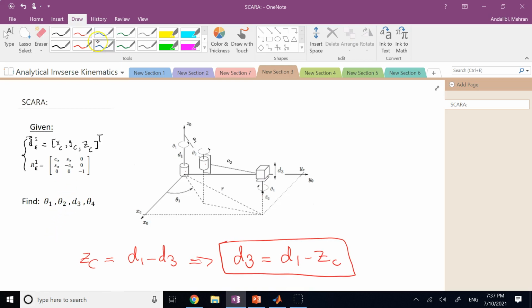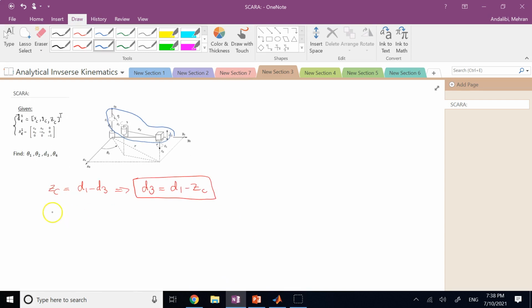as I said, this portion of the robot is exactly like the 2DOF planar arm, right? A1, A2, theta 1, theta 2, it's perfectly the same thing. And this R is the square root of xc squared plus yc squared, so there is no difference here. Therefore, I can directly go and say theta 2 from that 2DOF planar arm, with the same technique that we used in the previous video, Analytical Inverse Kinematics Part 1.